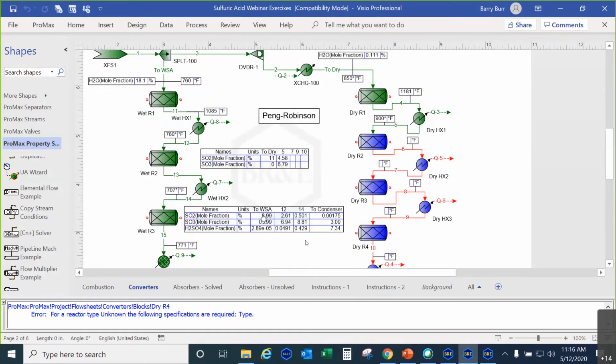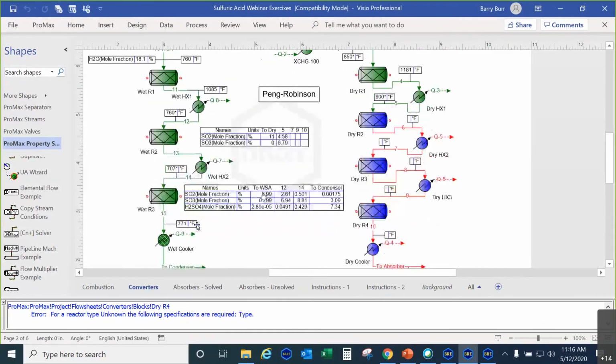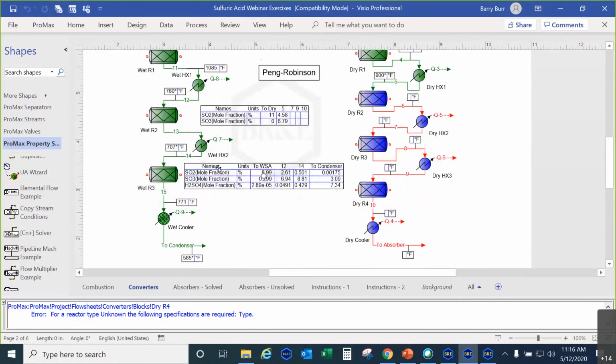All right, that's a lot better. That's what I was hoping to see. Here we have a lot of SO2 on the inlet, very little SO3, and now we have no SO2 in the outlet, and we have a lot of SO3 and a lot more sulfuric acid.